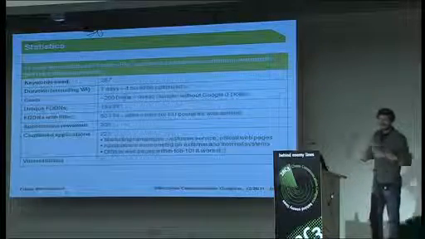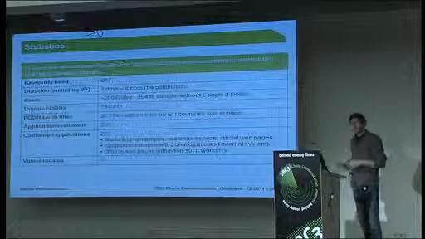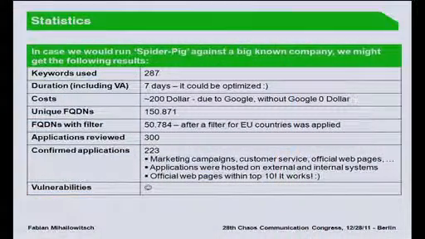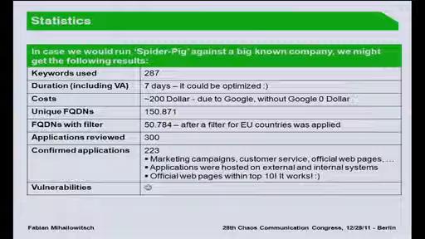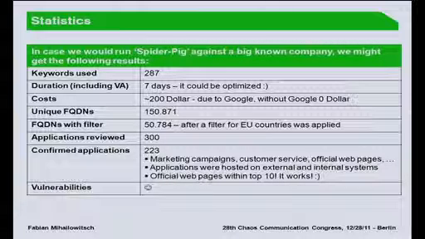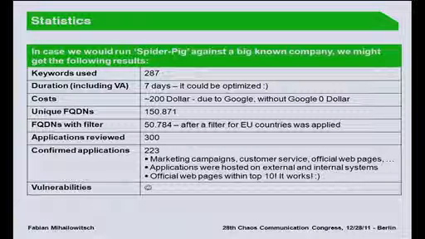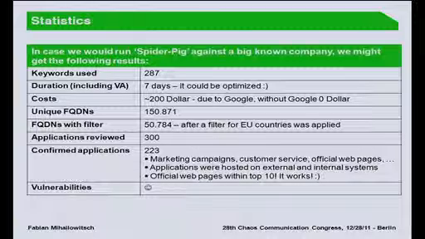If you would run that against a big known company, we might get the following results. We used 287 keywords. We ran it 7 days, including the actual vulnerability assessment. I mean, it could be optimized, but I think it's okay. You can fire it up and it runs. The costs were $200, but just due to Google. Basically, if you don't integrate Google, if you just use Bing or maybe Yahoo, I don't know whether Yahoo is for free, but if you integrate it, you basically can go out with $0.